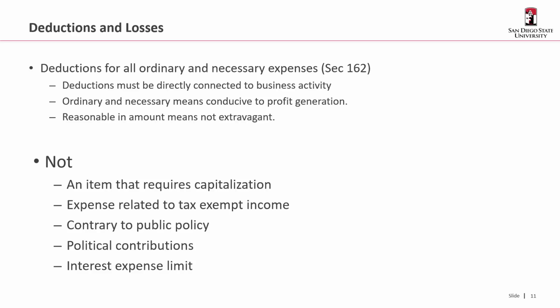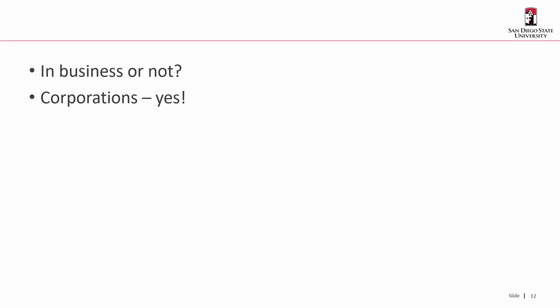So things that are not deductible would be an item that requires capitalization, which again we talked about in a previous module. We'll talk about it some more in this one. And then some other ones are expenses related to tax-exempt income, expenses contrary to public policy, expenses for political contributions, and then there's a limit on interest expenses. And we'll talk about each of those in detail later in this video.